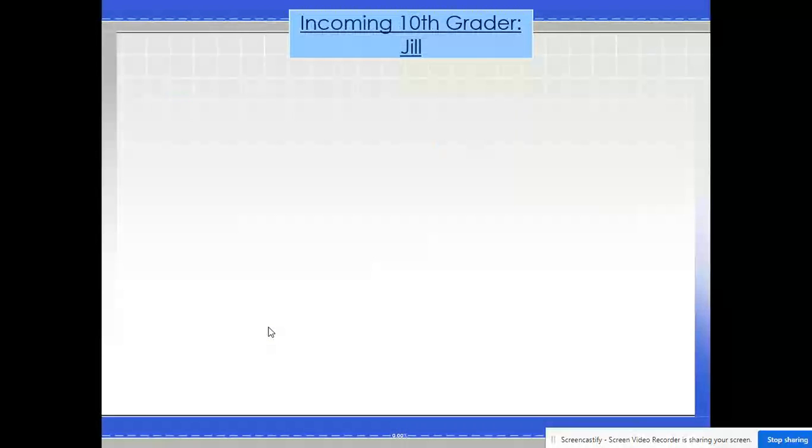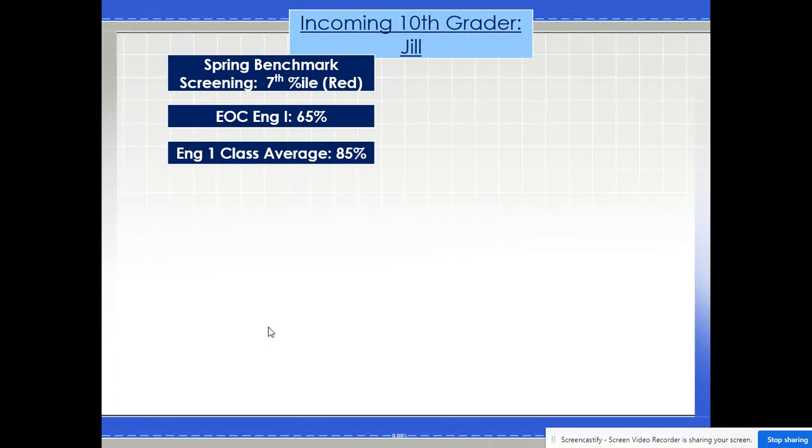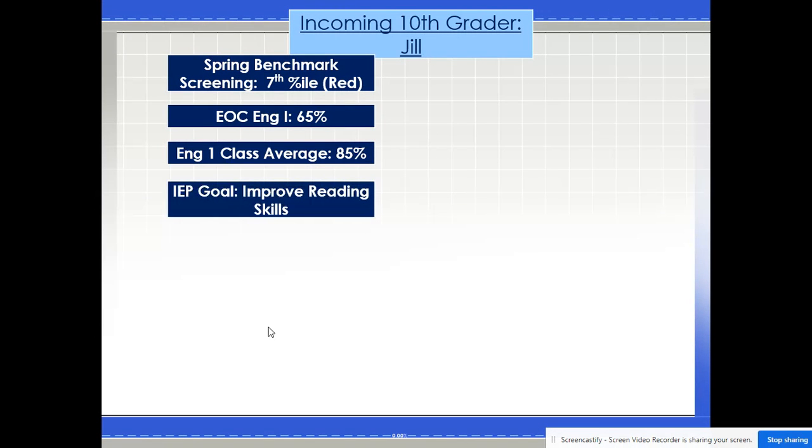Okay, so now let's look at Jill, who's an incoming 10th grader. Her spring benchmark screener, she was in the 7th percentile. EOC English 1, she scored 65%, which, that's not bad. Her English 1 class average is 85%. Her IEP goal just simply says that we're going to improve her reading skills. Okay. On the Woodcock-Johnson, her broad reading is in the 2nd percentile.